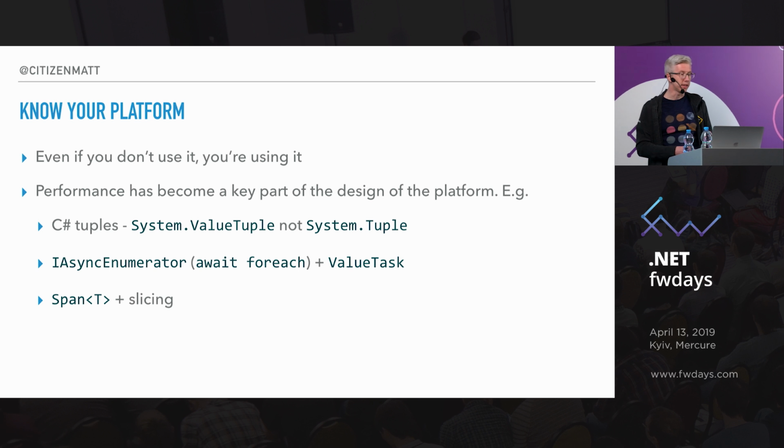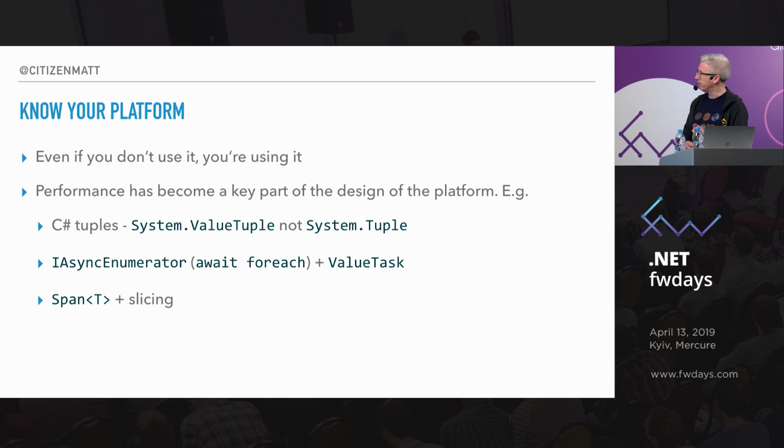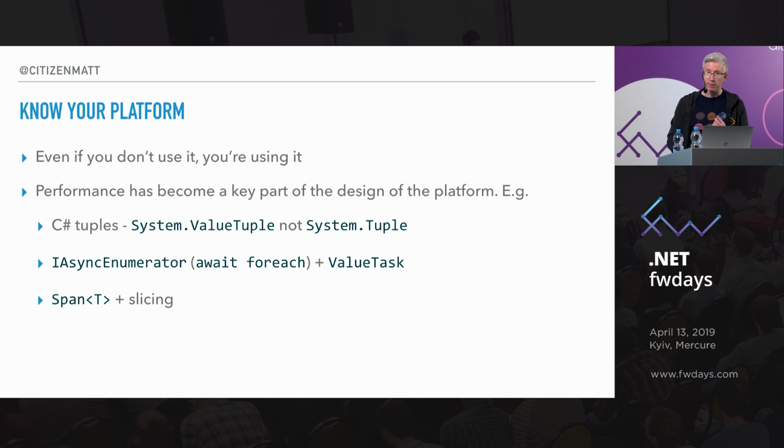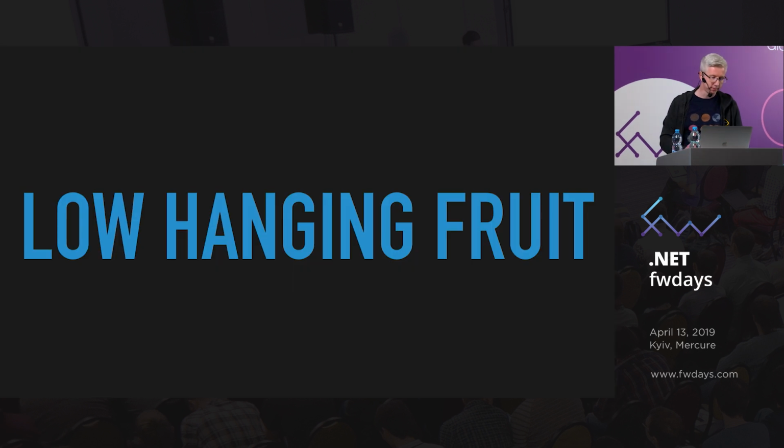There's a similar thing with the await foreach feature in C# 8. This is going to be based not on Task of T, but on ValueTask, again, because it's a struct rather than a class. And it's especially important then for Span of T, which we'll talk about later in slicing, and being memory efficient while you're using this.